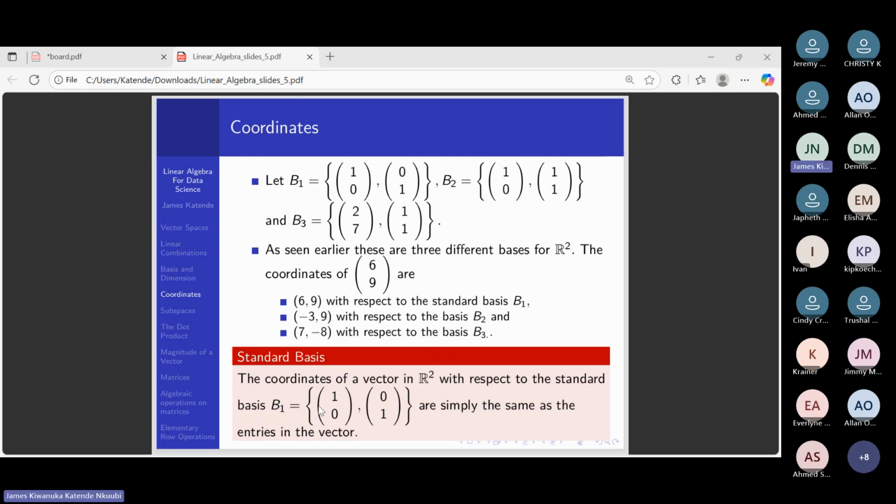So when you're working with the standard basis, the coordinates usually will simply be the same entries in the vector. So for the standard basis, the coordinates usually coincide with the vector itself. But for other bases, different from the standard basis, the coordinates will not necessarily be the same as the elements in the vector. As you can see for these two other examples, the coordinates are not the same as the elements in the vector.